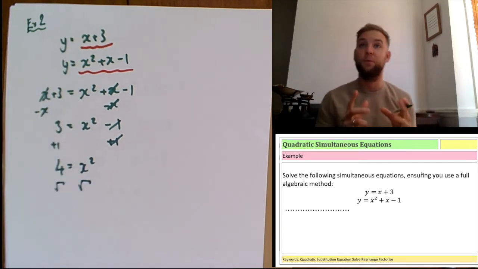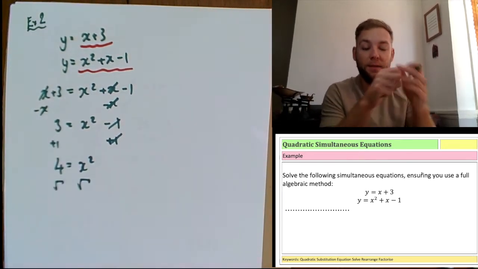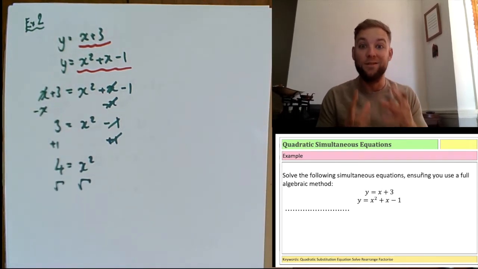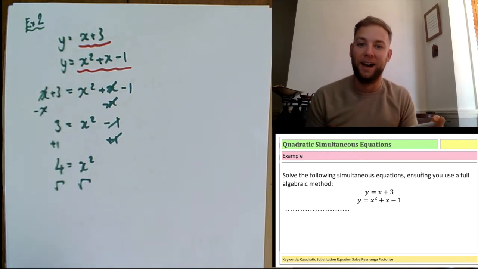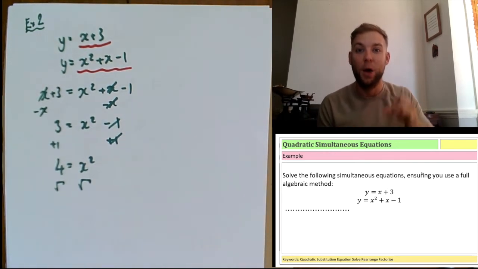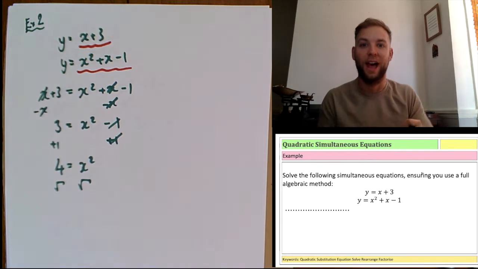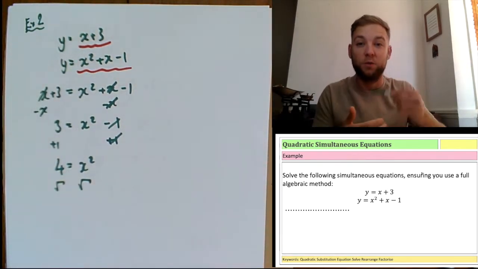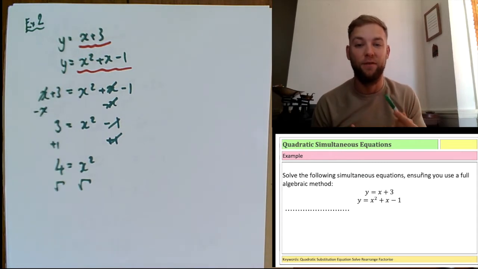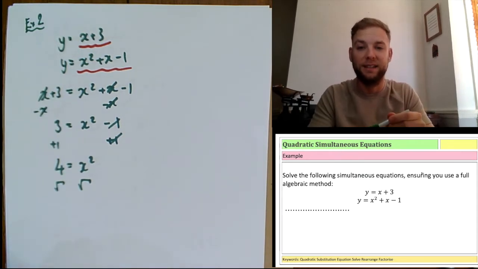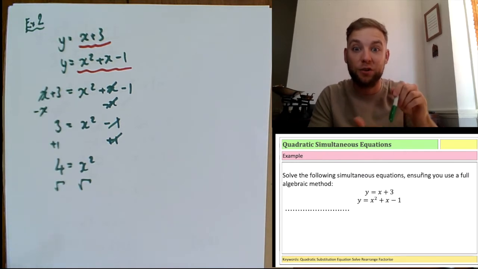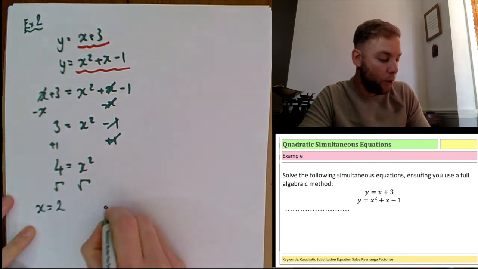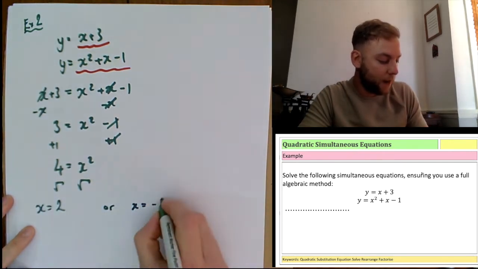Now do be careful when you square root, especially in these ones. You've got to be really, really careful because the square root of 4 is not 2. A lot of people think that. The square root of 4 is actually plus and minus 2, okay? And the reason for that is because the square root means what do I need to times by itself to get 4? Well, I times 2 by itself to get 4, but I also times minus 2 by itself. So I actually end up with two solutions. X is equal to 2 or x is equal to minus 2.